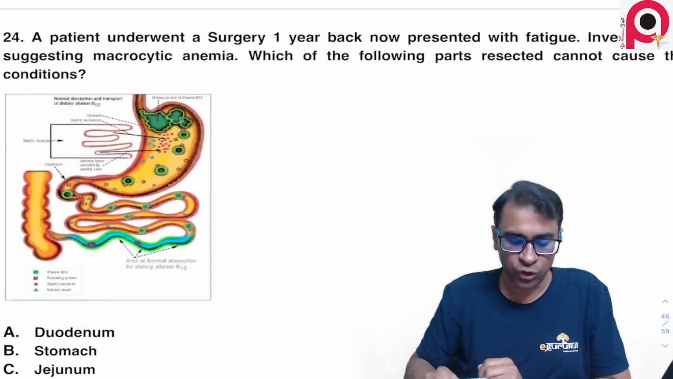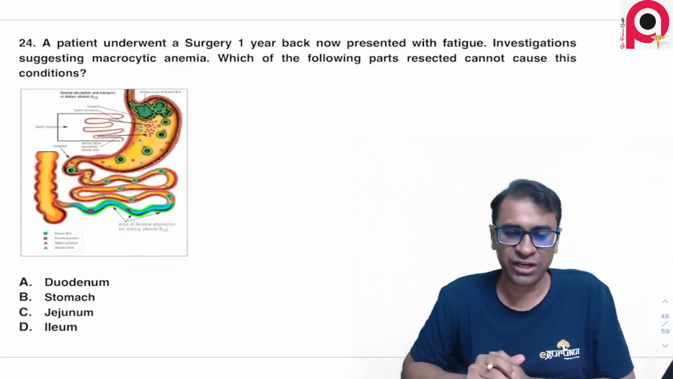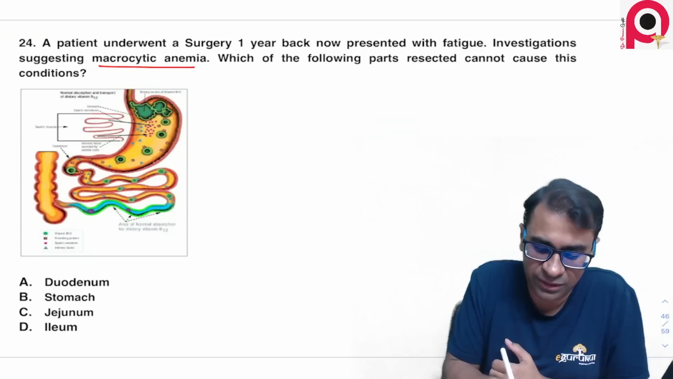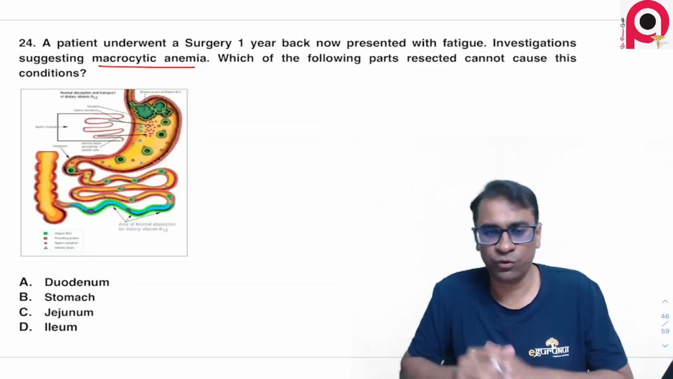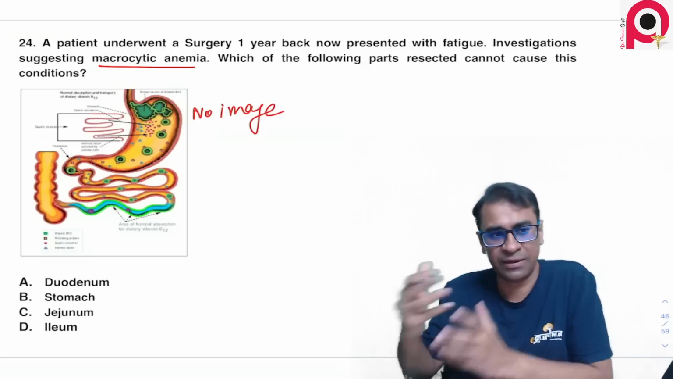Okay, this one. A patient underwent a surgery 1 year back, now presents with fatigue. Investigation suggests this patient has macrocytic anemia. The question: the following part rejected. It's not an image question. Please remember there's no image here. I just put this image to explain this question.